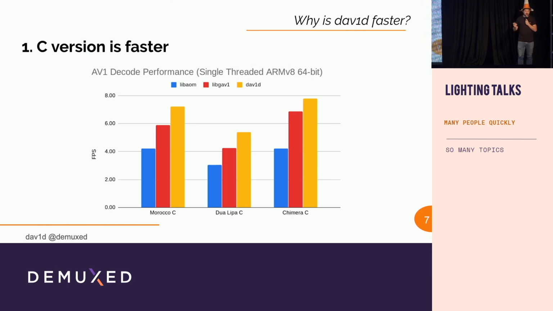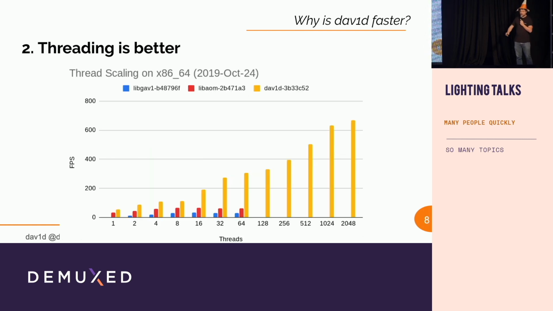Why is dav1d faster, and why are you not going to be able to beat it? For 3 reasons. The first reason is that the C version with no assembly in single thread, we're faster than both libaom and libgav1. Then, our threading is better. Look at how we scale until 2048 threads. It's insane. Because dav1d has both tile threading and frame threading at the same time. So that's why it's extremely fast and scales correctly.